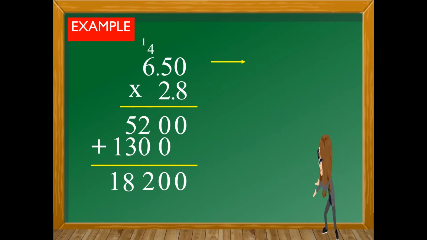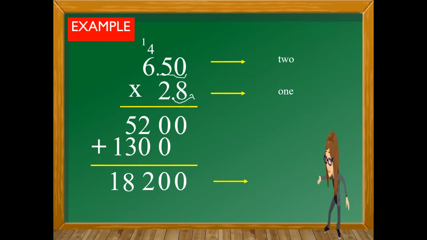Now let us count the decimal places. So here we have how many? 1, 2. So we have 2. How about here? 1. So that is 1. So 2 plus 1 is 3. So we need to count from here 3 places: 1, 2, 3. So the decimal point is there. So the answer is 18 and 200 thousandths.